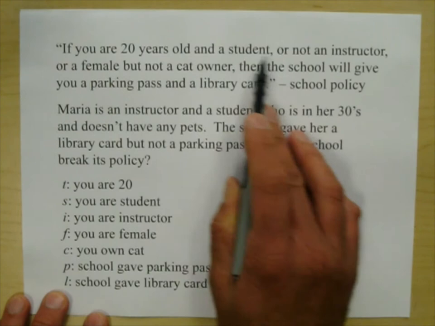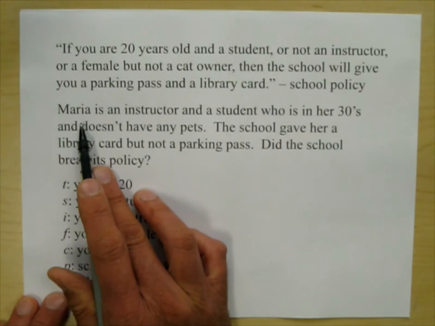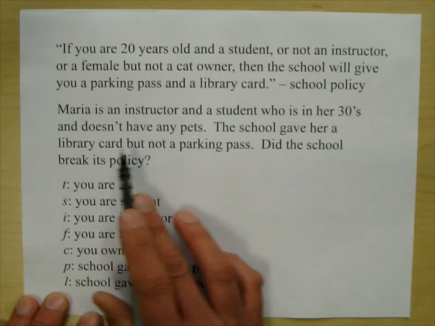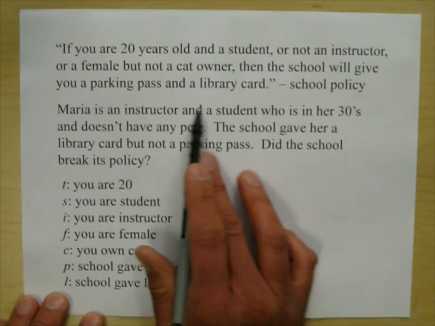Okay, now here's the situation. And then, you know, now we go to court and we have lawyers, and this is why lawyers have to know their logic inside out. Maria is an instructor and a student who is in her 30s and doesn't have any pets. The school gave her a library card, but not a parking pass. Did the school break its policy? Yikes. Okay, so that sounds pretty confusing.